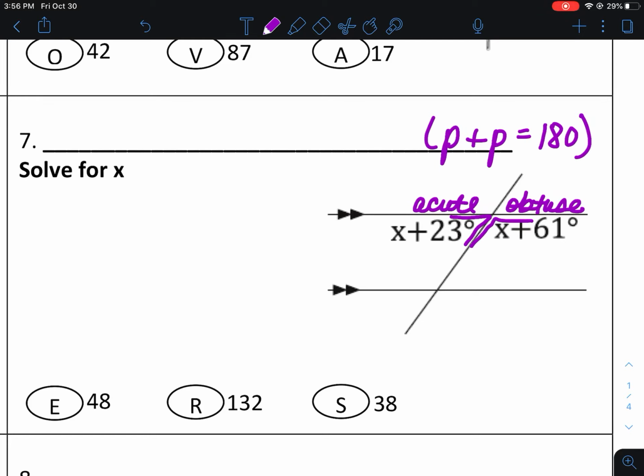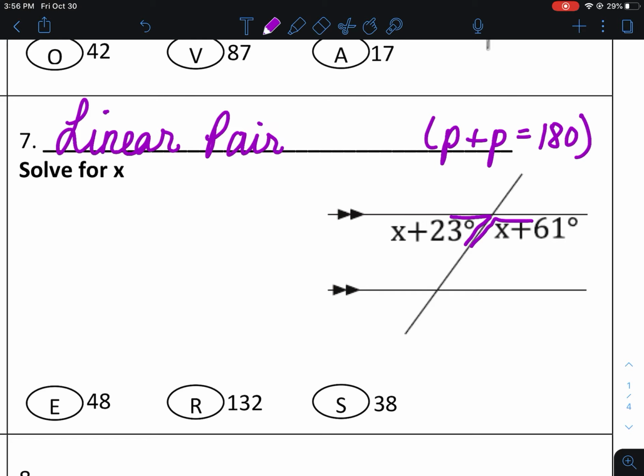All right, but anywho, I don't think my eraser's working again. So now I see that both of these angles are right next door to each other. The only thing that's between them is a line. That is what we call a linear pair. And it's a linear pair because they lie on the same line. Not because there's a line between them, but because they're on the same line. And it takes two to make the line. So they have to equal 180 together.